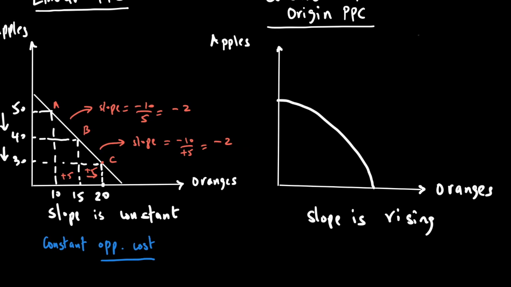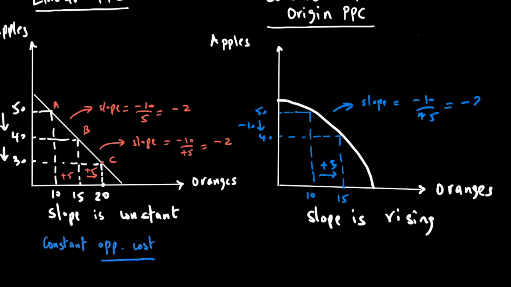Now in this case, what is happening? Let's say I am getting 50 and let's say 10, and let's say I go minus 10 and go to 40, I might get, let's say, 15, so I get a plus 5. So what's the slope here? The answer is, the slope is minus 10 over plus 5, which is equal to minus 2.